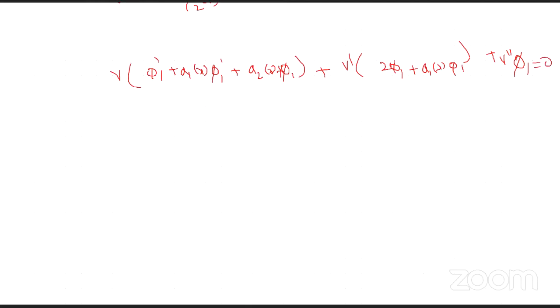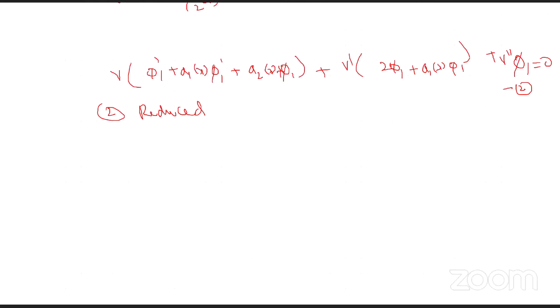Equation number 2. Since pi 1 is a solution of 1, we know that pi 1 double dash plus a1x pi 1 dash plus a2x pi 1 is 0. Hence, equation 2 can be reduced by the above properties, or by conditions.